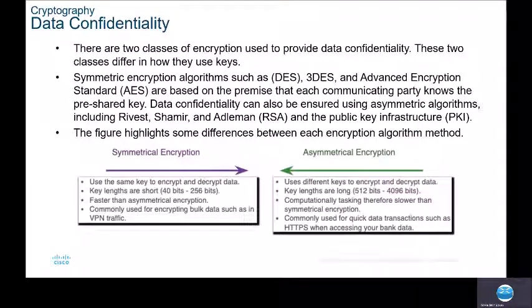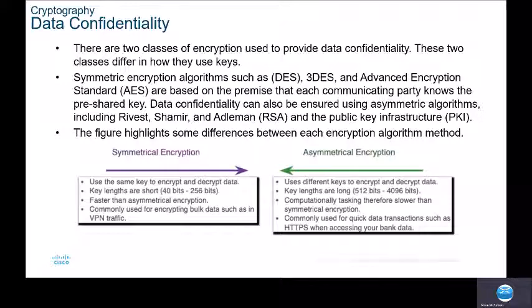Okay, of course, data encryption. There are two classes of encryption. These classes differ in how they use keys. So there's symmetrical, which is more commonly used. DES, 3DES, and AES are based on the premise that each communicating party knows the pre-shared key. That's all very nice, but you've got to have some method of both parties knowing the pre-shared key. That's the problem. But they are a lot more efficient and faster.